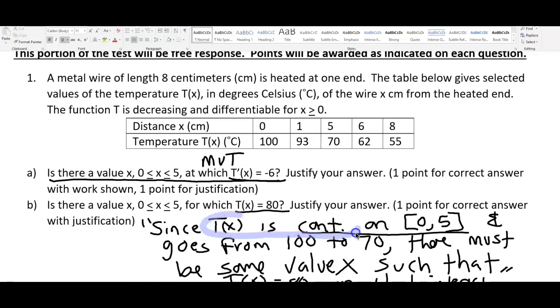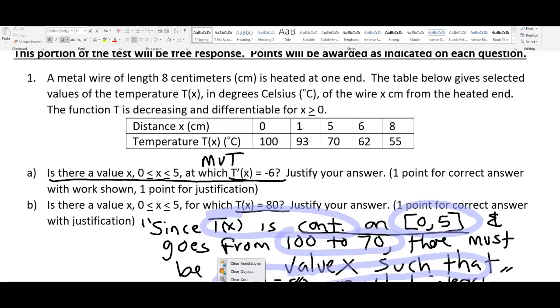You definitely need to state that T of x is continuous. You need to state that it's continuous on that interval. You do need to state that it goes from 100 to 70. And then obviously you need to state your conclusion somehow that T of x does equal 80 for some value of x there. So however you guys want to say it is fine, but that's the idea.